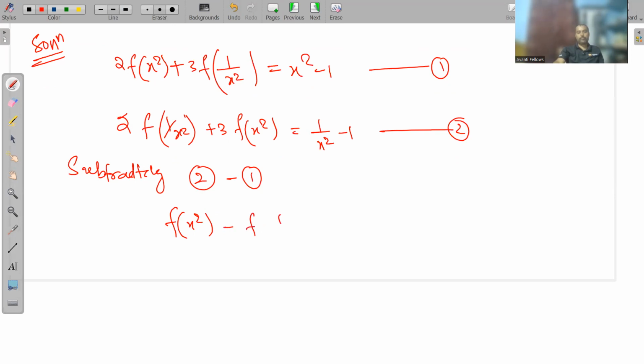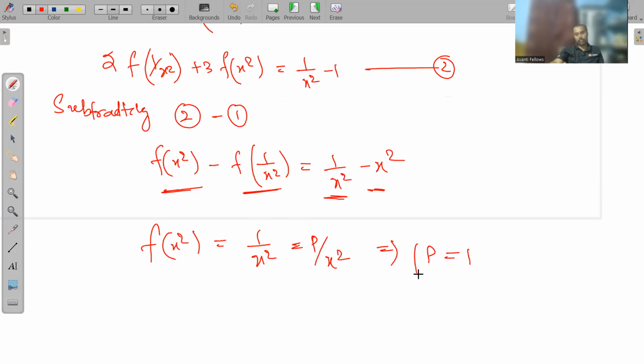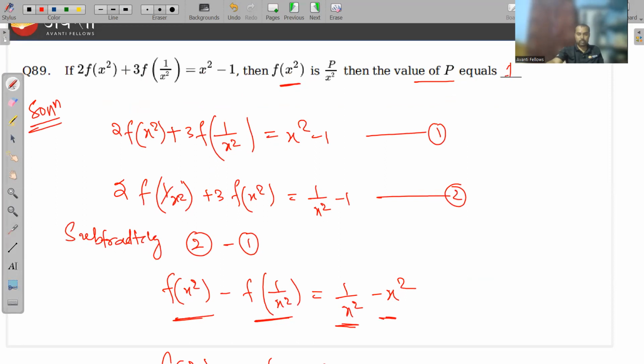minus f of 1 by x square is equal to 1 by x square minus x square. By comparing both sides, we get f of x square as 1 by x square, which is given as p by x square. So by comparing, we get p is equal to 1. The correct answer for the question is 1.